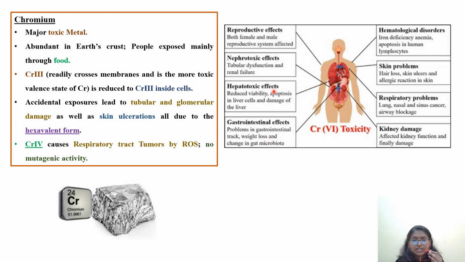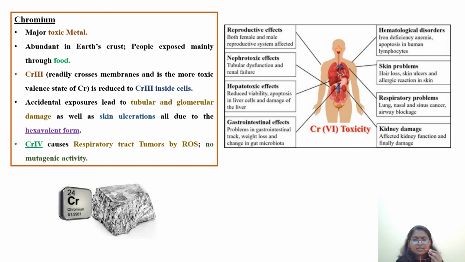Then hepatotoxic effect: how is chromium affecting it? It is causing reduced viability, apoptosis in the liver cells, damage. Liver has a regenerating capacity, as we all know. If it is causing reduced viability and apoptosis, then liver regeneration will get affected. Coming to reproductive effects, it is affecting both male as well as female reproductive system. You have seen in the case of mercury also, it is decreasing the fertility in both males and females. Here also it is affecting the reproductive system, both male and female.